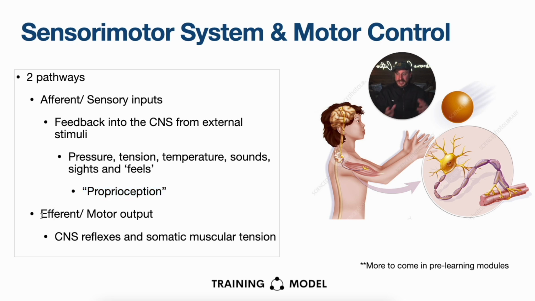We then have our second pathway, which is efferent pathways, which is the outputs of the motor system. So the muscles and the central nervous system creating movement as a response to the inputs. These are first the reflexes within the system. And then secondary, it's the somatic muscular tension that is consciously controlled by us. So we have reflexes first and then additional muscular tension. And that is principle 2 of my model.